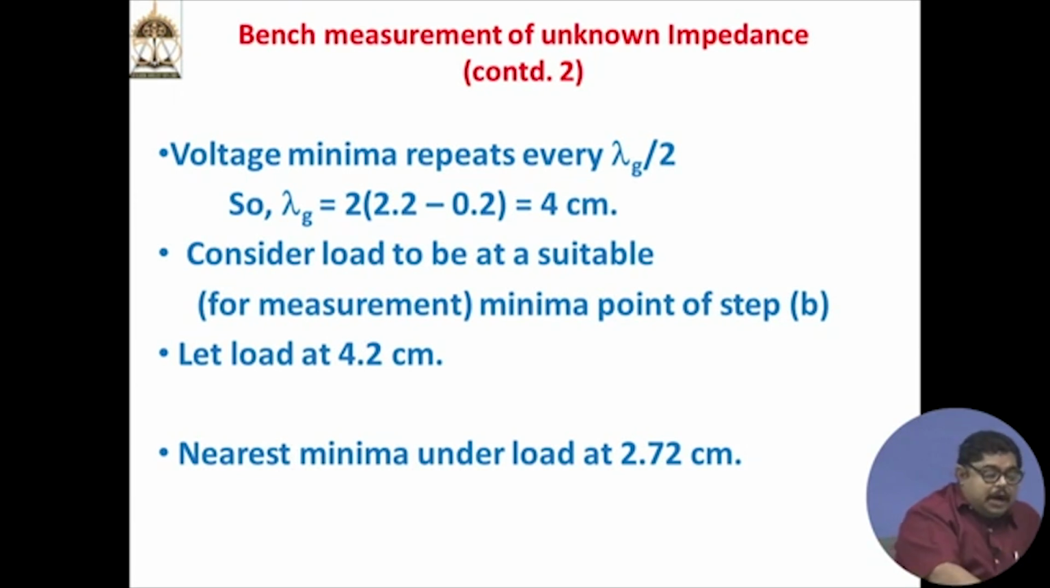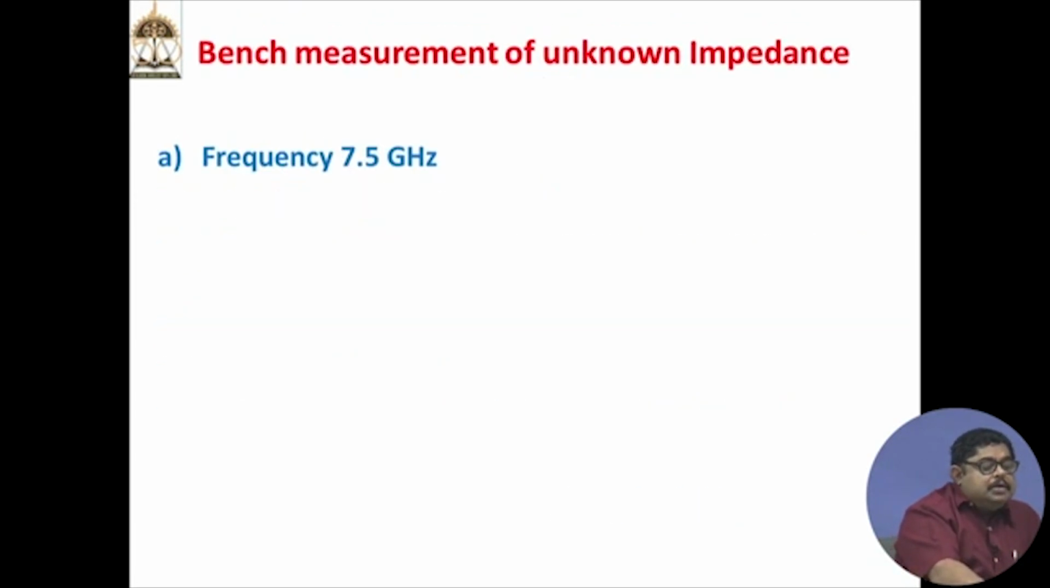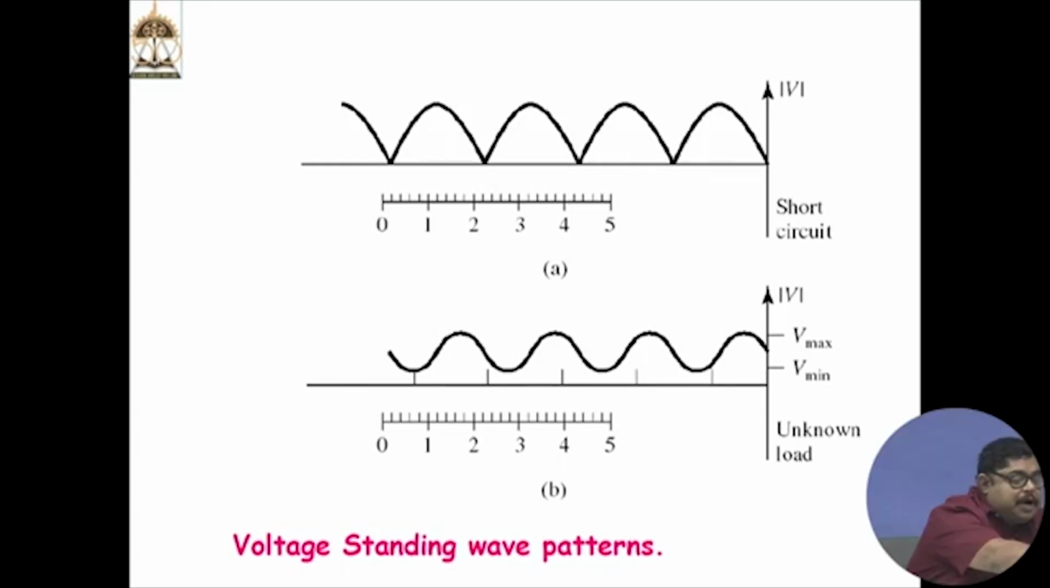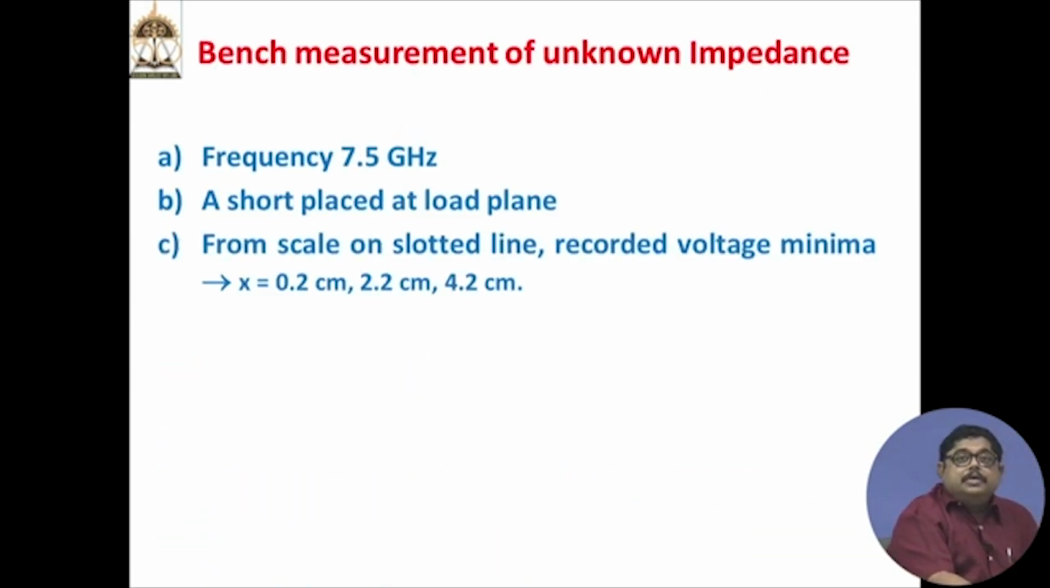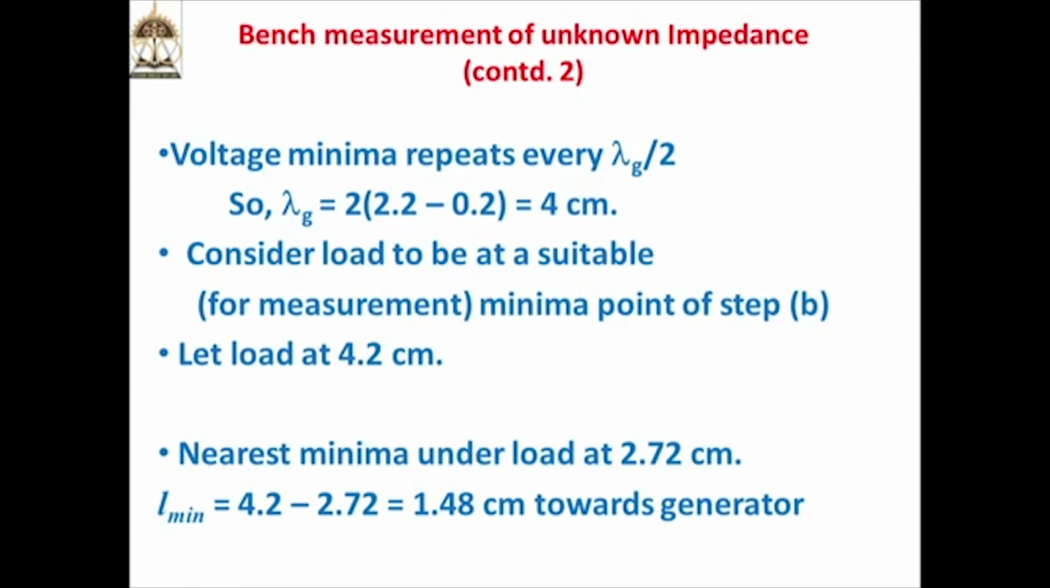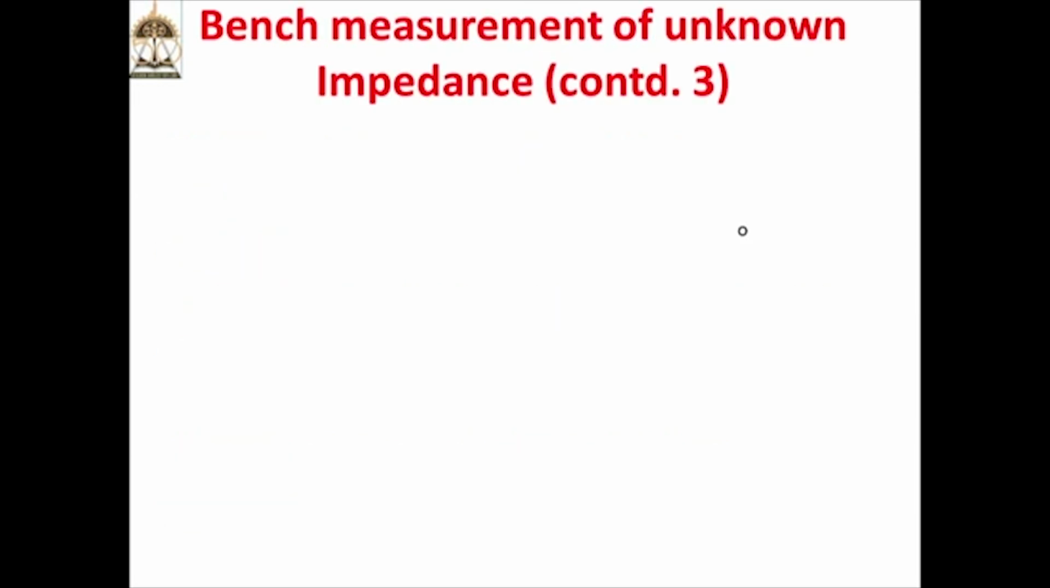Only thing, from the curves I have shown, you will have to find out whether the minima is shifting towards the load or towards the generator. If I take this minima, you see that it is shifting towards the load. If I take this minima, it is towards the generator. So, you need to be careful in the measurement. So, from this I have got that the shift is 1.48 centimeter, which I have noted towards the generator.